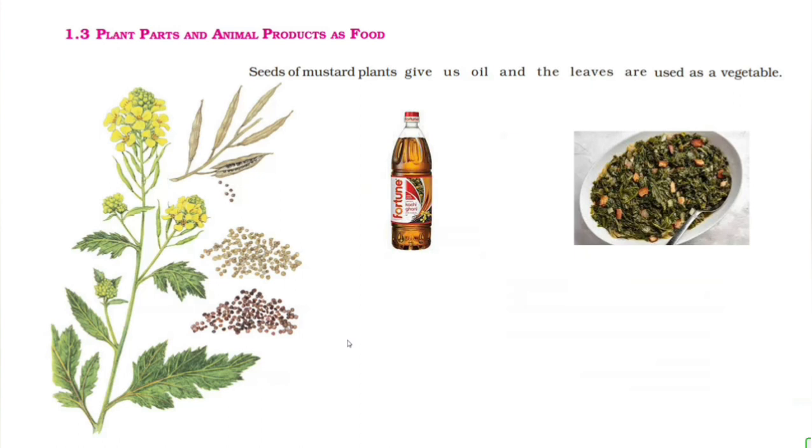Like this is a mustard plant. From the mustard plant we are eating the seeds like this. We are extracting even the mustard oil from the mustard seed. We are eating the leaves of the mustard plant as a dish also. So the seeds of mustard plants give us oil, and the leaves are used as vegetable.